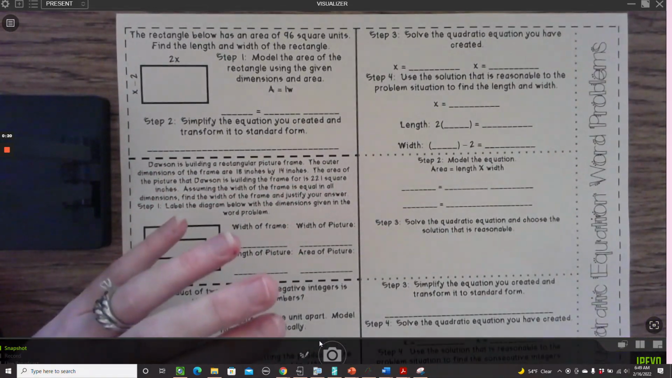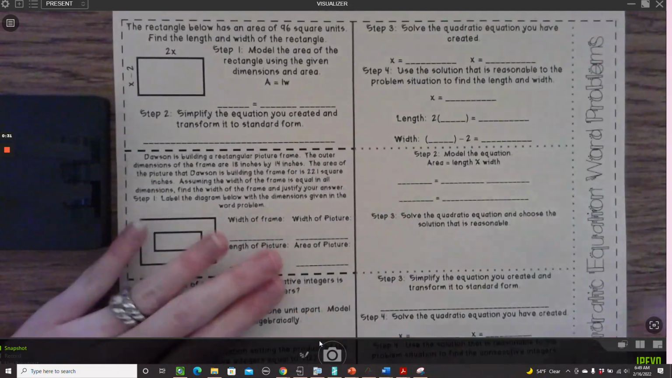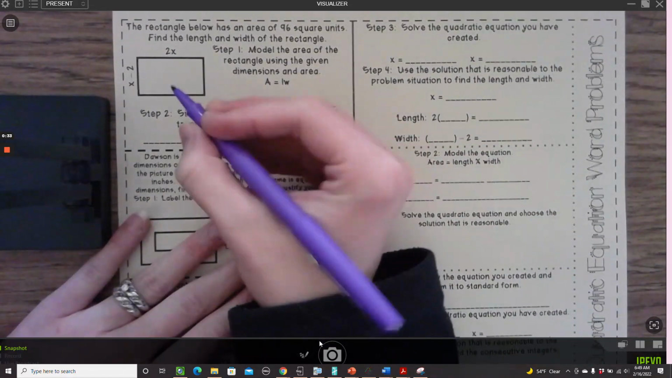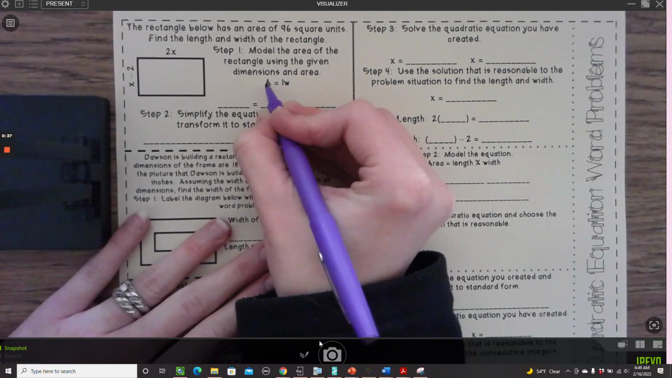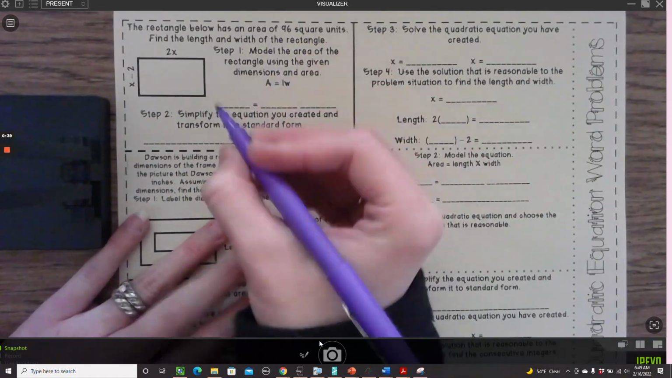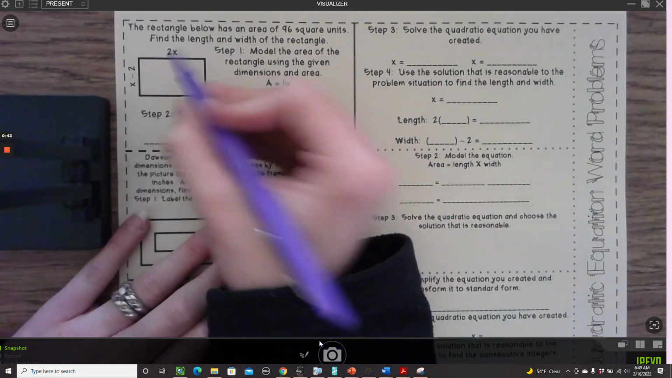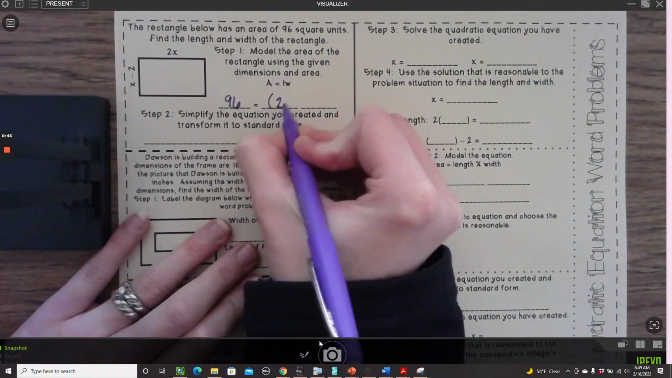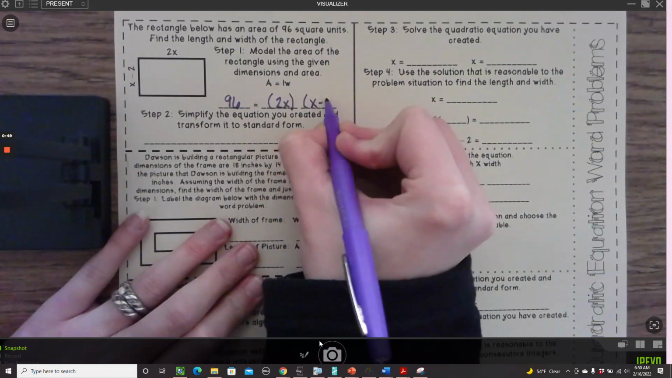The rectangle below has an area of 96 square units. Find the length and the width of the rectangle. So step one, we need to model the area of the rectangle using the given dimensions and the area. We know that area of a rectangle equals length times width. So if I swap out the area for the 96, the area is going to equal, the length here is 2x, and the width is x minus 2.